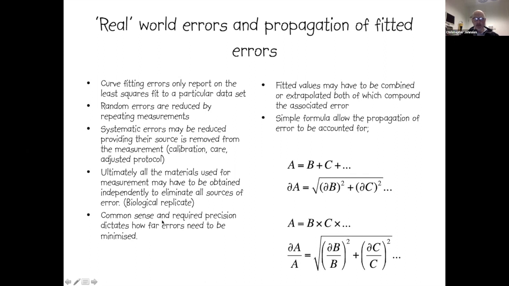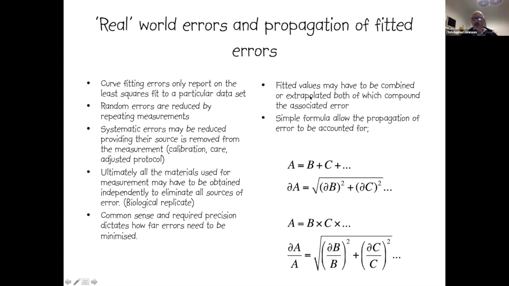And common sense again applies here, because the required precision, which you improve by going through these processes of repeating measurements, the required precision will dictate how far you need to progress along this route. So if you have 2 measurements and they differ by a very large amount, then obviously you can accept a larger error in those measurements and still be confident of the difference.